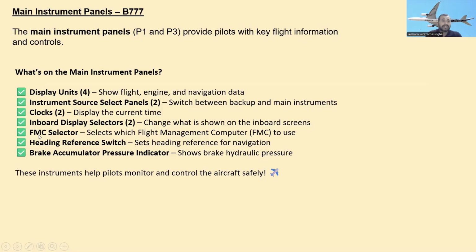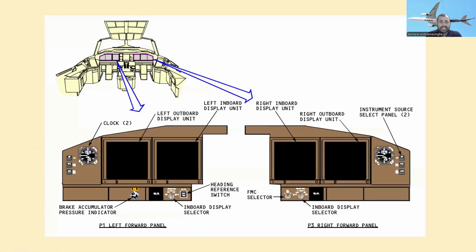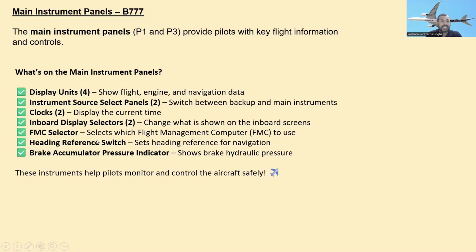The next one, FMC selector, flight management computer selector. Where is the FMC selector? Yeah, the FMC selector is there, next to the inboard display selector. There is only one FMC selector. It selects which flight management computer to use.